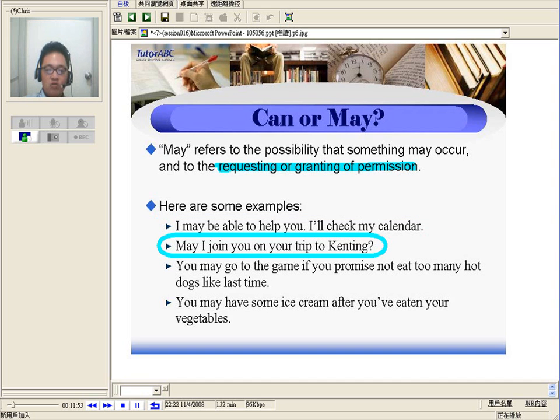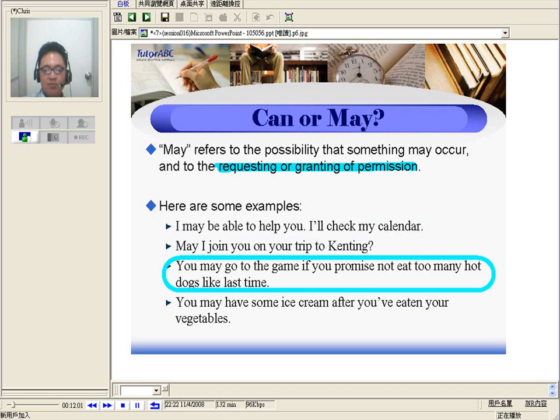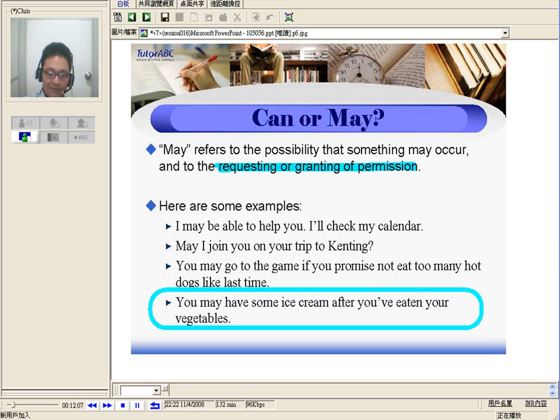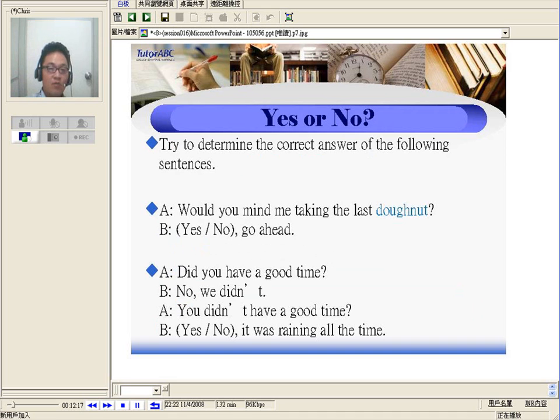May I join you on your trip? I'm not saying if I can or not. I'm just asking permission. Okay? You may go to the game if you promise not to eat too many hot dogs like last time. Giving permission. You may have some ice cream after you've eaten your vegetables. Giving permission. So that's the difference between can or may. Apparently, most of you already know the difference between can or may.